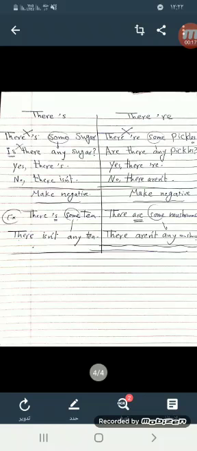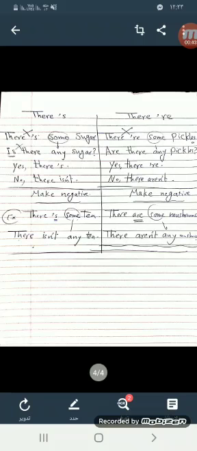There is, we use it with uncountable nouns. What is the meaning of uncountable nouns? It means things that can't be counted. For example, look at liquids. Can you count liquids? No, we can't count liquids. Like what? Like milk, water, soup, orange juice. All of these liquids, we can't count it.